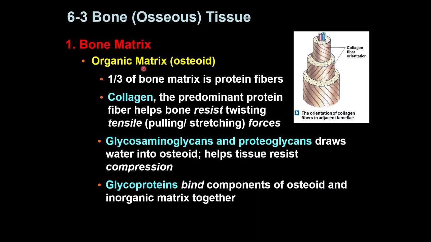And then there is the organic one. The organic one is also called osteoid. When we're talking about organic in general, it means they are made of either carbohydrates, lipids, or proteins, okay? But here in the bones, we are not discussing the lipids that much. These organic compounds are either proteins or carbohydrates, or a mix of protein and carbohydrate. The most important one is the collagen fibers that are made of proteins.